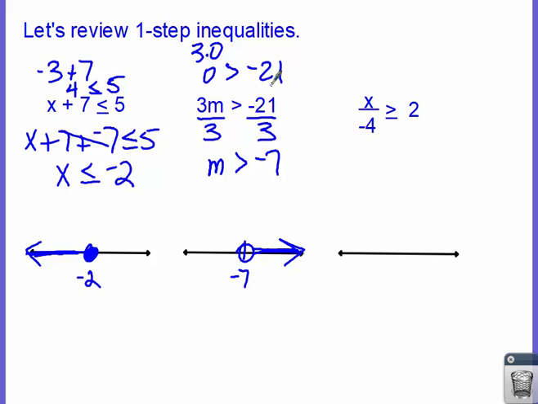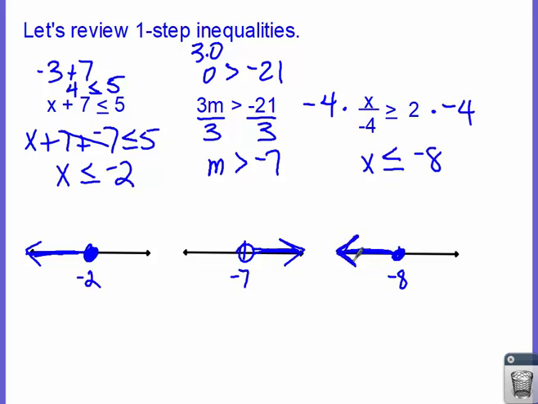The last one-step inequality here is x divided by negative 4 is greater than or equal to 2. How do I get rid of a divide by negative 4? I multiply by negative 4, so I multiply on the other side by negative 4. This is the case we've got to remember: if my coefficient, the number with my letter, is negative, my inequality is going to flip. So instead of x being greater than or equal to negative 8, it's going to be less than or equal to negative 8. I do a quick graph, put a closed circle on negative 8, and the values to the left of negative 8 will make this true.